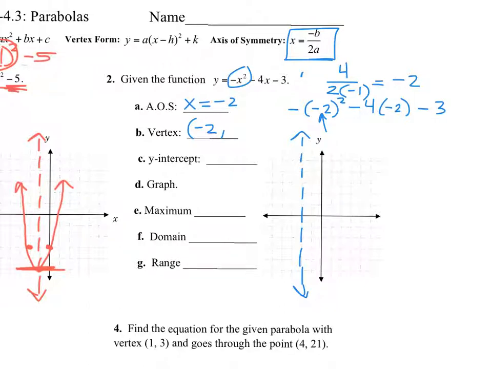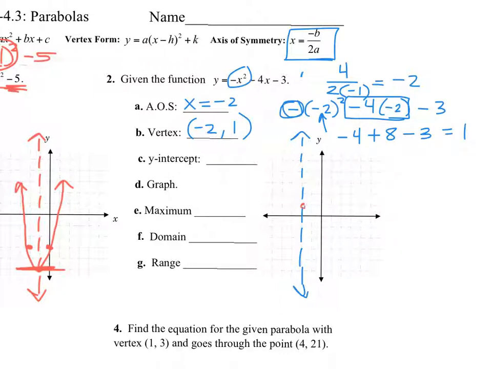Negative 2 squared is a positive 4, but we are taking the opposite of that. So that's negative 4. Then it's negative 4 times negative 2 is positive 8. And then it's minus 3. So negative 4 plus 8 is 4. 4 minus 3 is 1. That goes here. Okay, so your vertex is negative 2, 1.